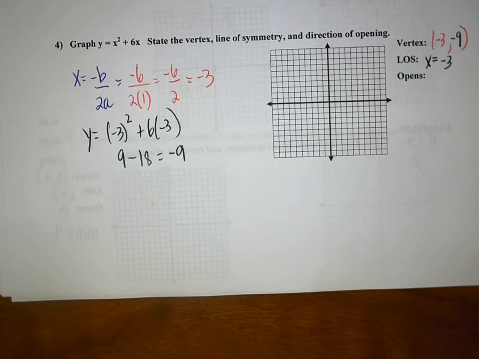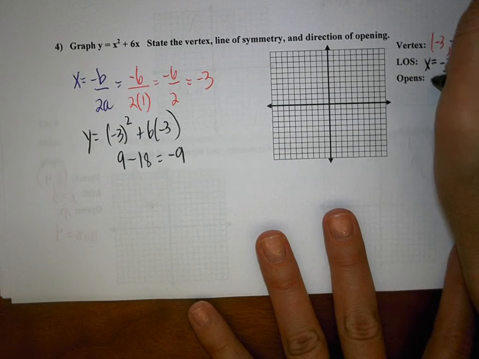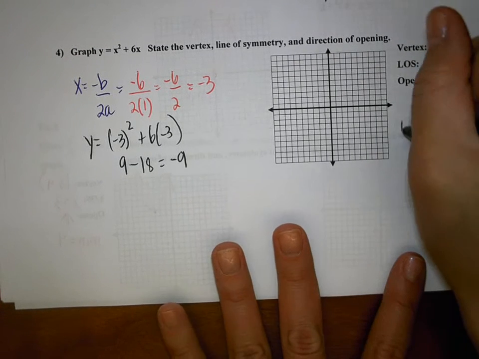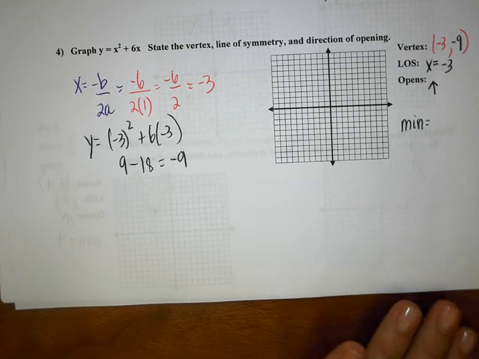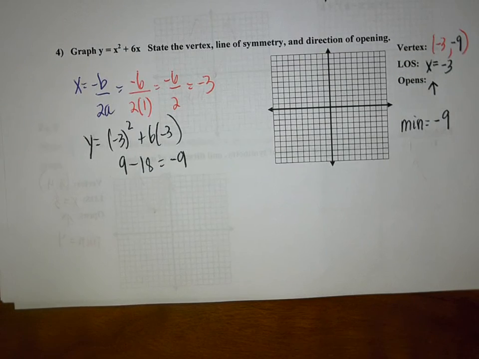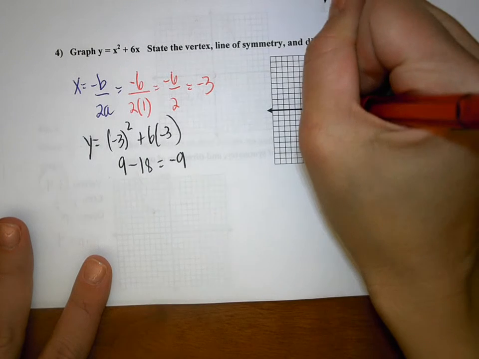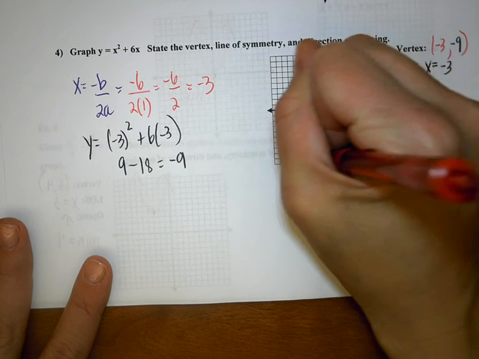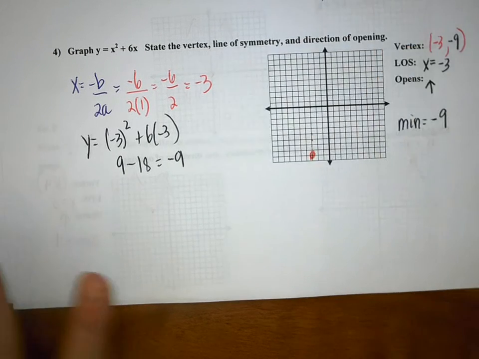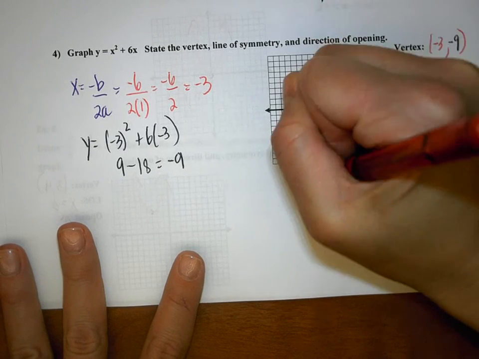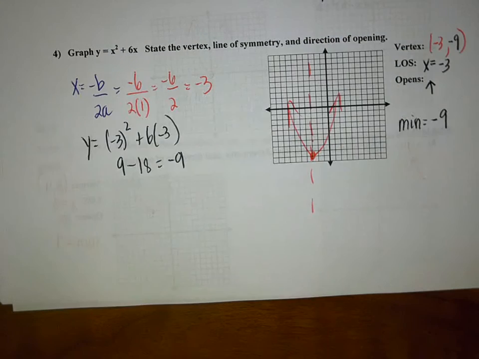Is this going to open up or down? How do we know it opens up? My a is positive. Does this have a maximum or a minimum value? A minimum value. And what is the minimum value? Negative 9. Okay, so we're going to go ahead and sketch it. So we would go left 3, 1, 2, 3, down 9. And we said this was going up. And my line of symmetry goes through the vertex. Okay, questions?